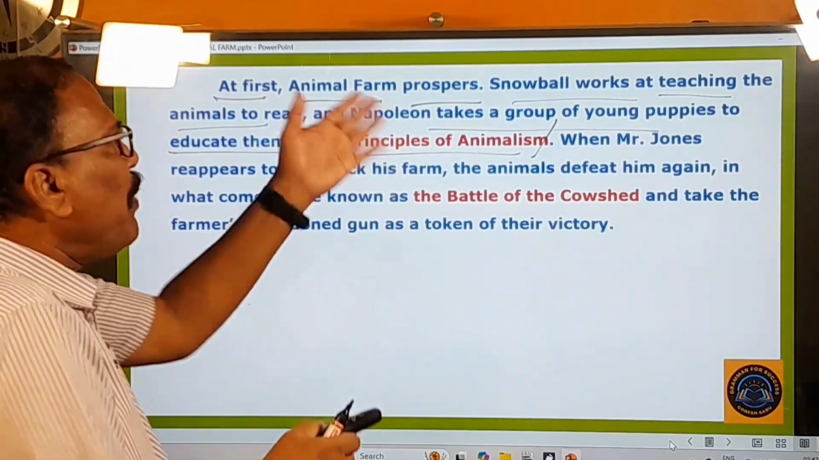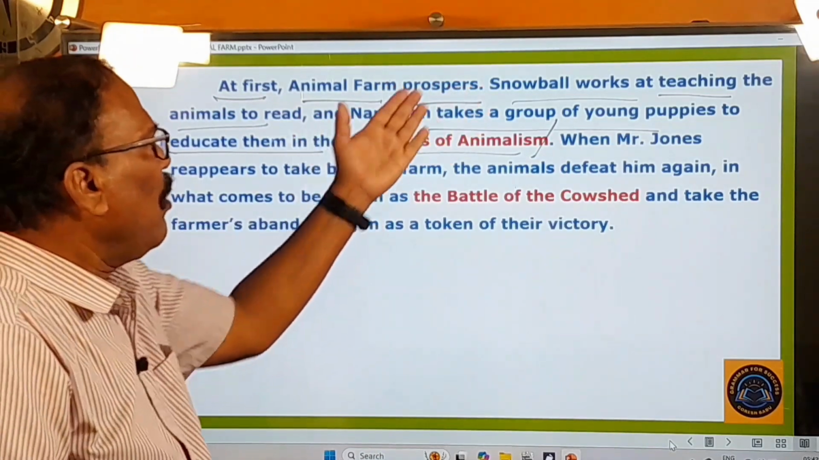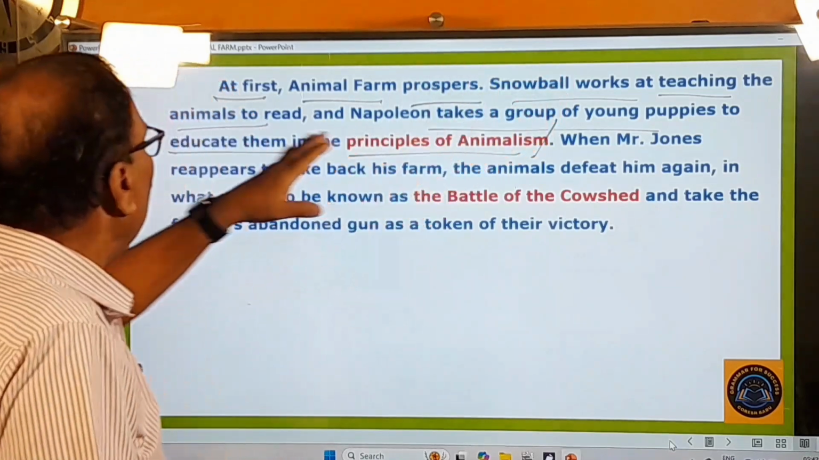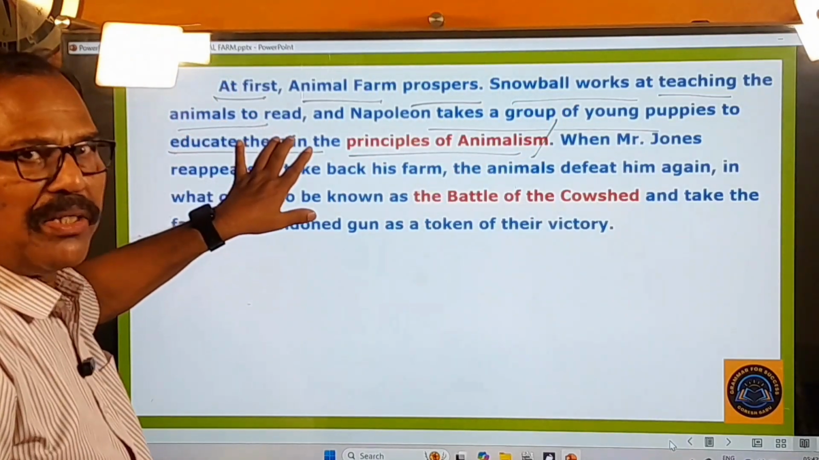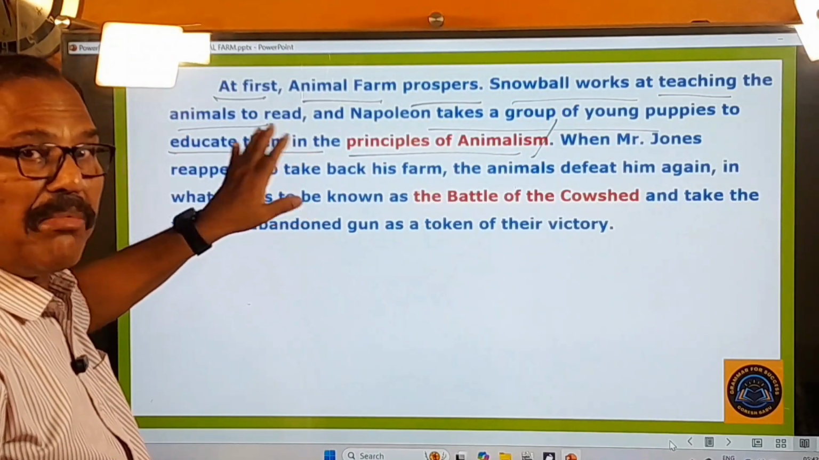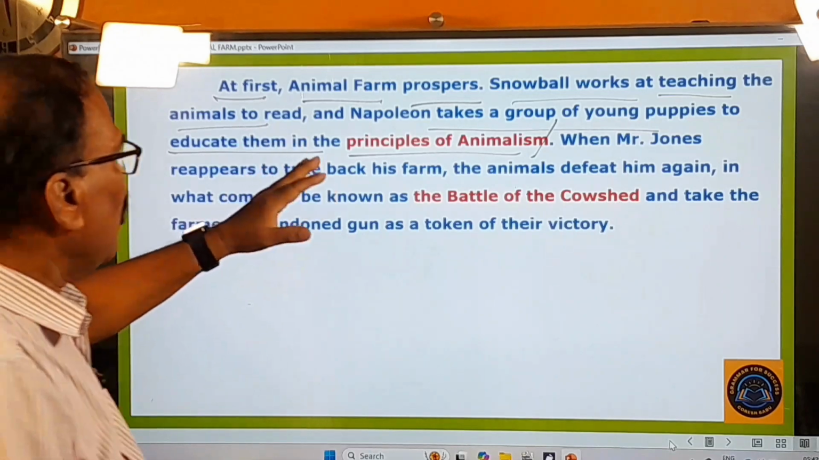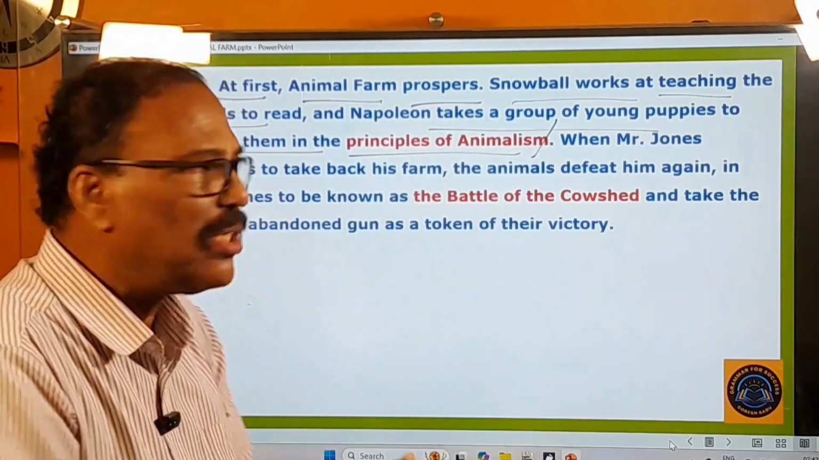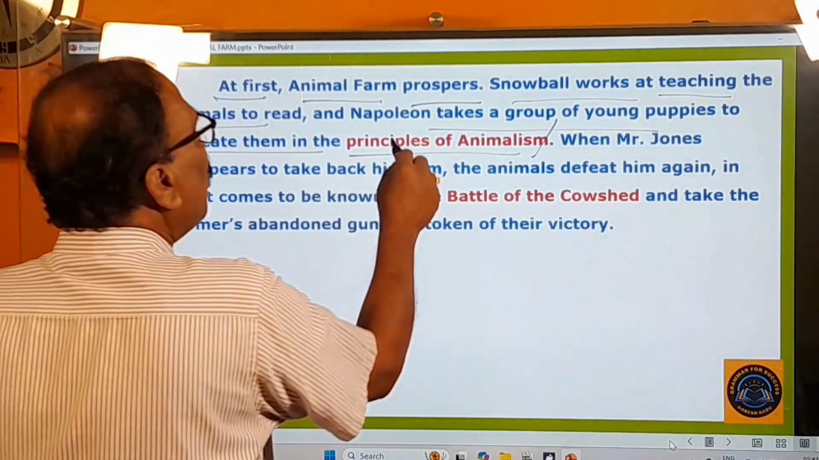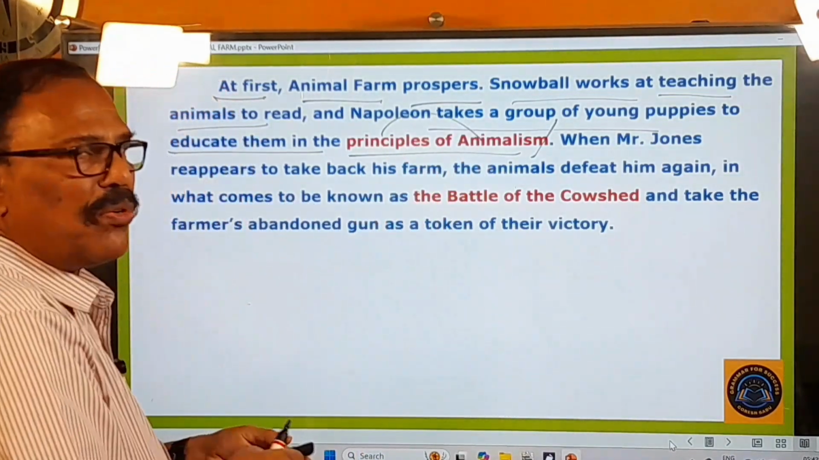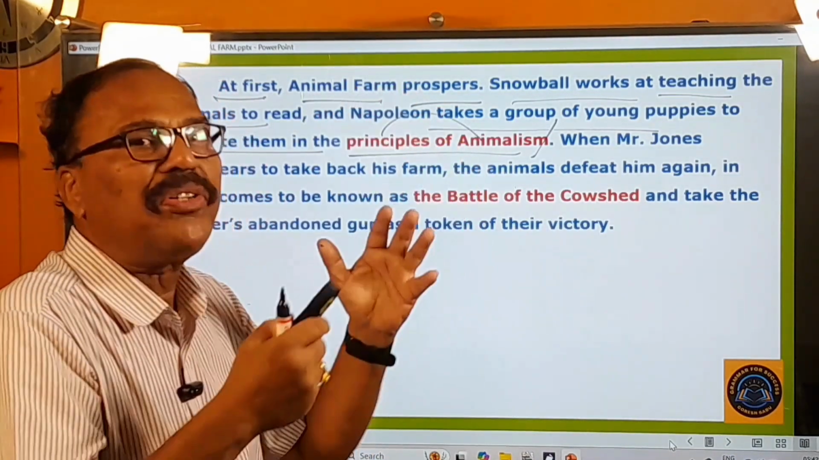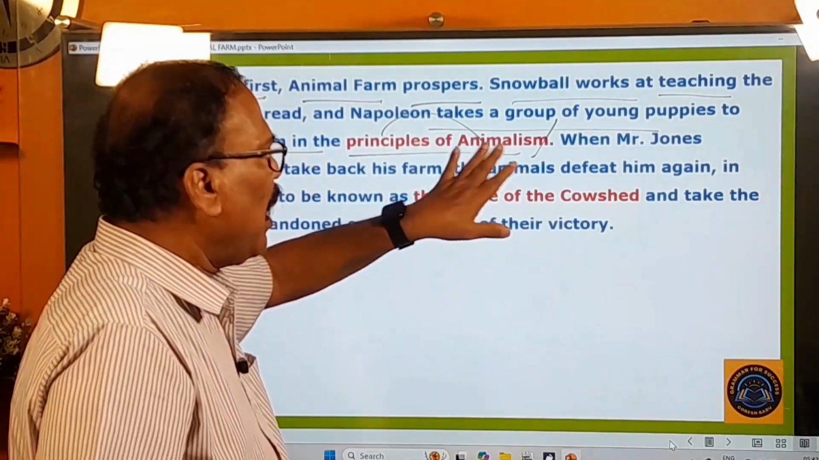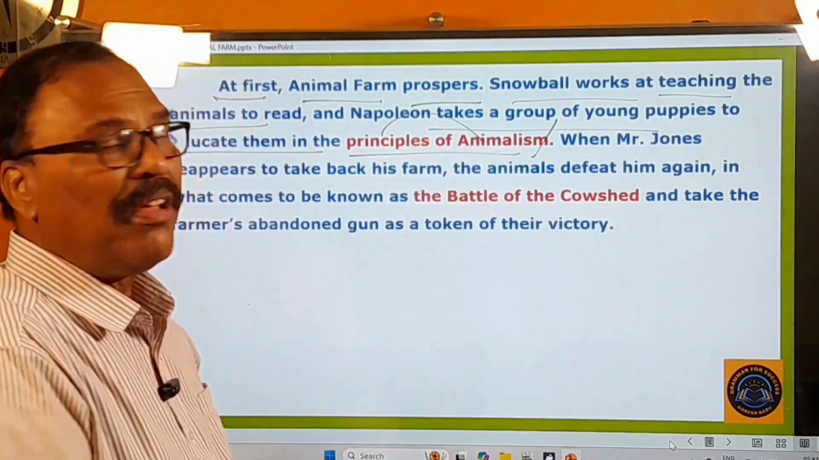So here two pigs are there, Snowball and Napoleon. What did Snowball do? He started teaching the animals to read. He started teaching animals to read and write and all that. And Napoleon takes a group of young puppies, young dogs, to educate them in the principles of Animalism. So he took up the task of training the young puppies in the principles of Animalism.